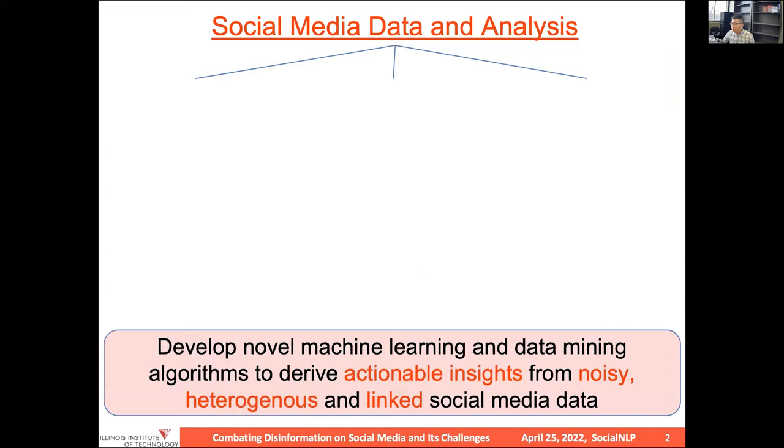So first of all, maybe a very general introduction of my recent research. In general, my research is focusing on developing novel machine learning and data mining algorithms to derive actionable insights from noisy, heterogeneous, and linked social media data.